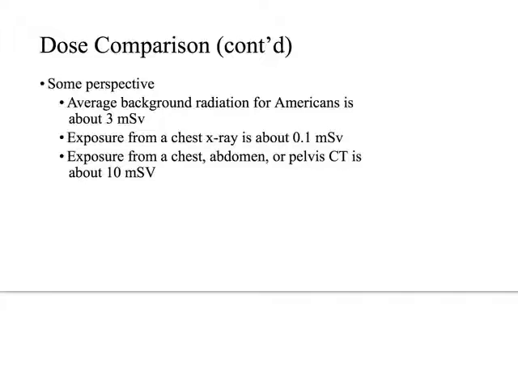The exposure from the chest X-ray, by comparison, is like 0.1 millisieverts. So if I was going to continue with the year analogy, every year we're exposed to 3 millisieverts. That means a chest X-ray is like 2 weeks of what you naturally get. A chest X-ray is about 2 weeks of natural background radiation exposure, just by comparison, right? But the exposure from the chest, abdomen, or pelvis CT is like 10 millisieverts. So it's closer to 2 years of natural background exposure.